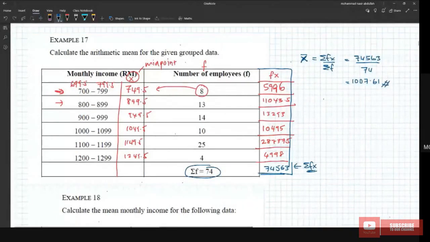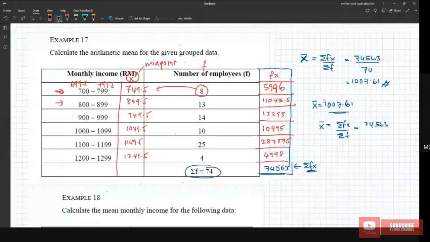Okay, good. So in final exam or test nanti, walaupun you guna calculator, I don't want you to just letak X bar equal to 1007.61. Right? You make sure you letak X bar equal to summation of fx divided by summation of f equal to 74563 divided by 74 equal to 1007.61. So baru you akan dapat marks lah. So this is half marks, this is 1 mark. So the total of getting X bar is 2 marks. Right? Kalau you letak terus macam ni, there are no marks for you.